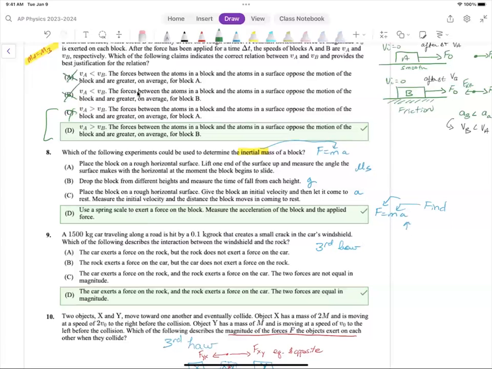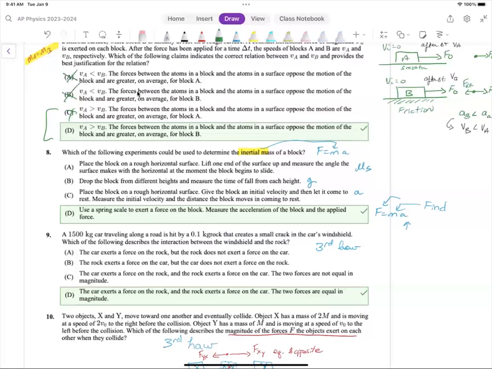C, place the block on a rough surface. Give the block an initial velocity, Vi, and then let it come to rest, which is V final equals 0. Measure the initial velocity, final velocity we know, and the distance that the block moves, delta x, until it comes to rest. Allows you to determine acceleration, which then you might be able to determine the kinetic friction, and if you knew the mass, you could determine mu sub k, but that has nothing to do with finding the mass. It uses the mass. We're trying to determine the mass.